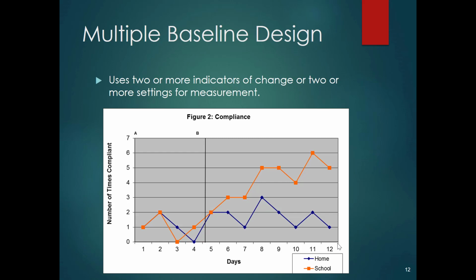So with the multiple baseline design, we can use two different indicators of change. So we can look at two different indicators, or we can look at two different settings to determine what made the change happen or differences in the behavior. So in looking at this graph, we can see that we looked at two different settings. So we looked at their behavior while they were at home. That's the blue right here. And then we looked at their behavior at school. And if you can see, their behavior at school was way better than their behavior at home.